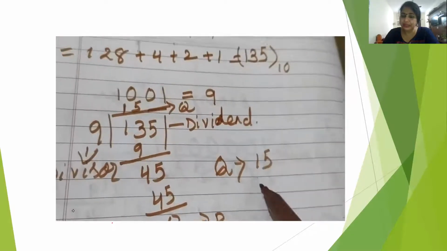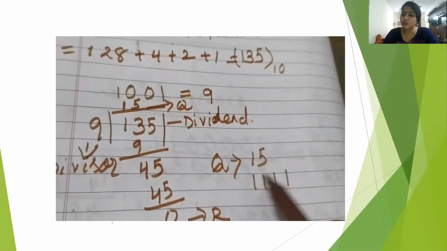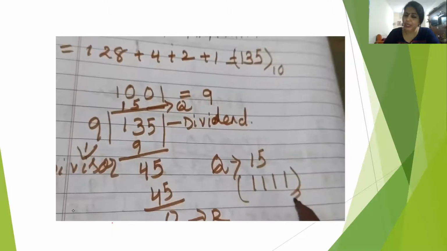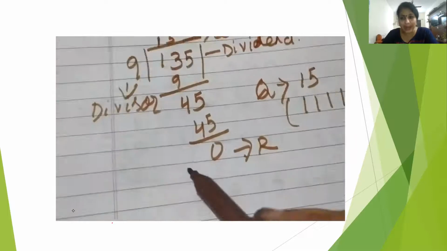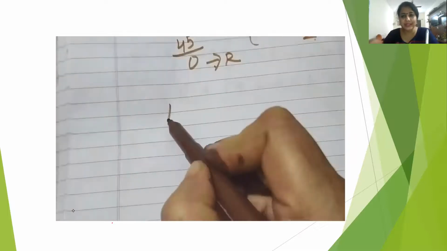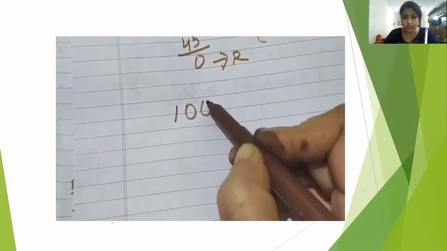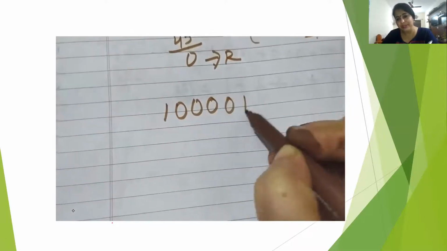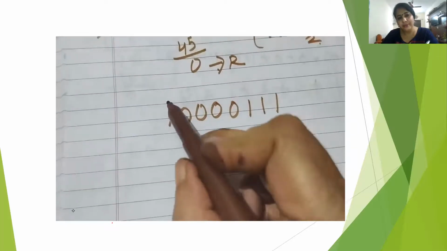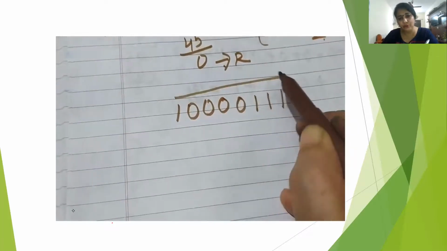Now this 15, the quotient. If I write the equivalent binary number, that is 1111. So this is the binary number, and now we have to do the binary division and tally whether the result will be 15 or not. Now just look here: first we write the binary number, the dividend, then draw a line for the quotient.